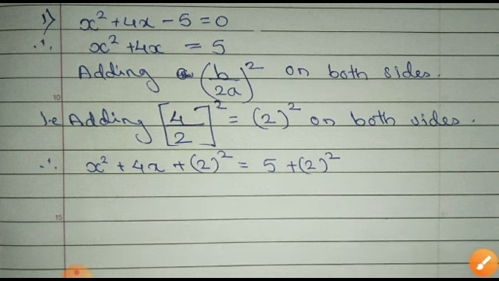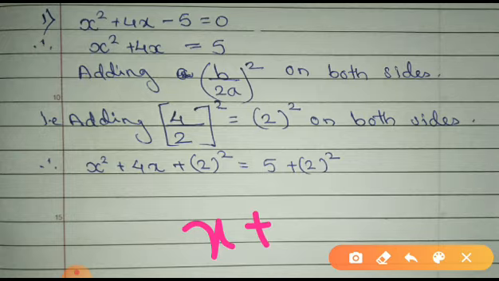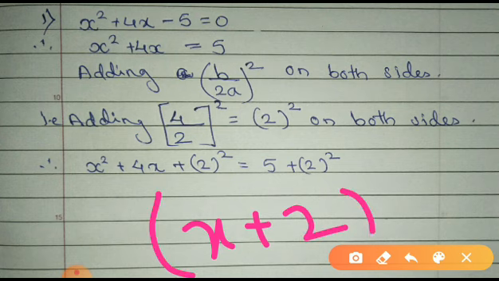So in this case what will I have? It will be x plus 2 the whole square. So what you have to do, after adding the number, is write x plus whichever number you have added. Here we have added 2 square, so it should be x plus 2 bracket square on the left hand side. If you have added 3 square, it will be x plus 3 the whole square.